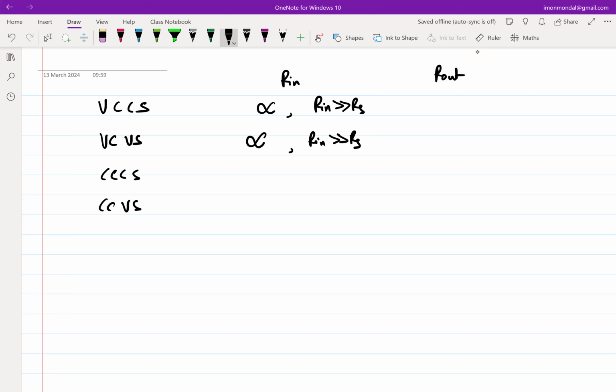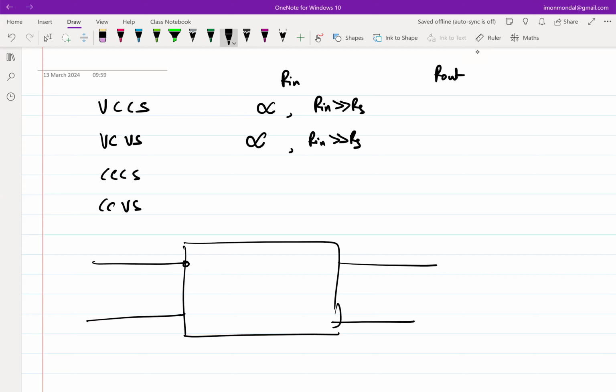Ideally, 0 or infinite? Infinite, right? Because ultimately, what is the model? The model is this. All of these four can be modeled as a two-port network. You have two terminals which are controlling the input and two terminals which are controlling the output. So you have an input here and an output here. These terminals are the input and the output ports.